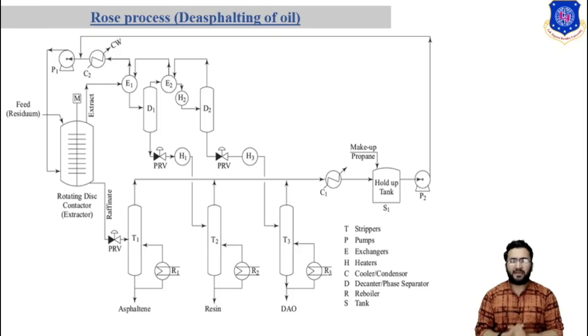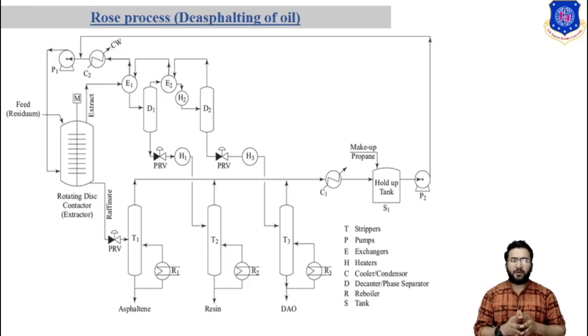The extract phase containing a large amount of liquid propane, resins and lube oil is passed through the heater E1, where it is heated to the temperature at which resin becomes insoluble and separates from the extract phase. The propane rich layer and resin layer are separated in decanter D1. Trace propane from the resin layer is separated by flashing and stripping in tower T2.